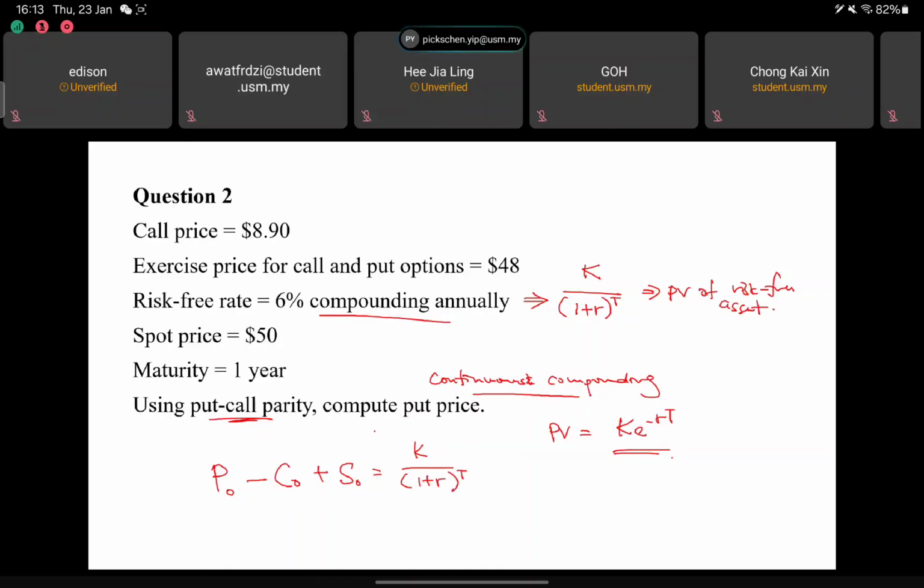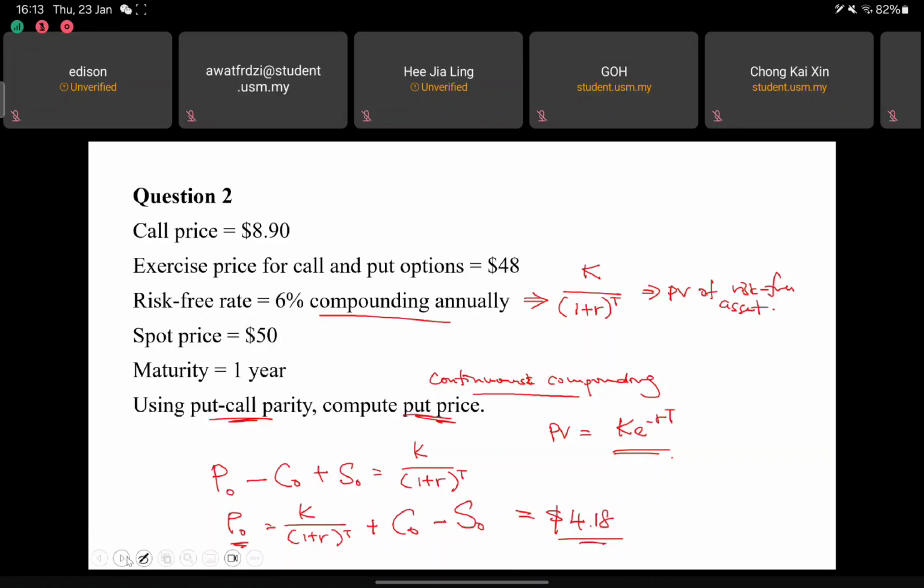In the question, you are required to compute the put price, so we will just rearrange the formula. Then from there, you can calculate the put price. You try it by yourself. The put price that I got is 4.18. So you try it and then check your answer with mine.